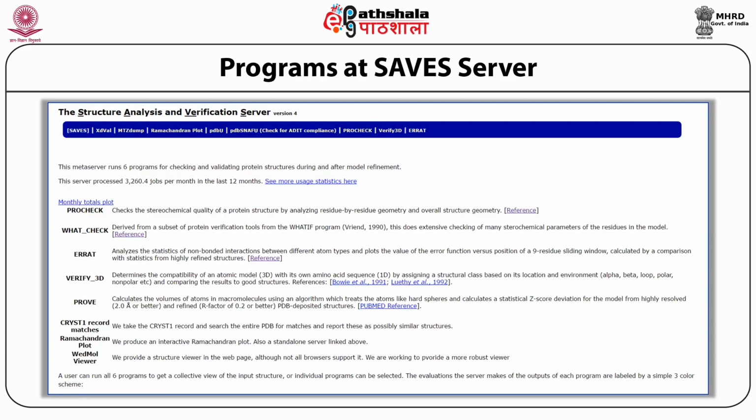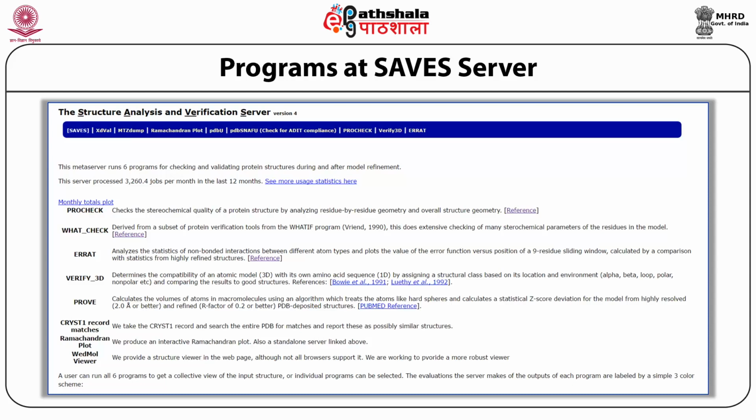So this tells you the non-bonded interactions between different atom types. What are the errors, and what are the possible clashes in the structure model? Non-bonded clashes, hydrogen bond clashes, salt bridge clashes, all this information will be displayed in the error plot. On looking at the error plot, you can modify your model, or you can check those regions which have errors and try to rectify them.